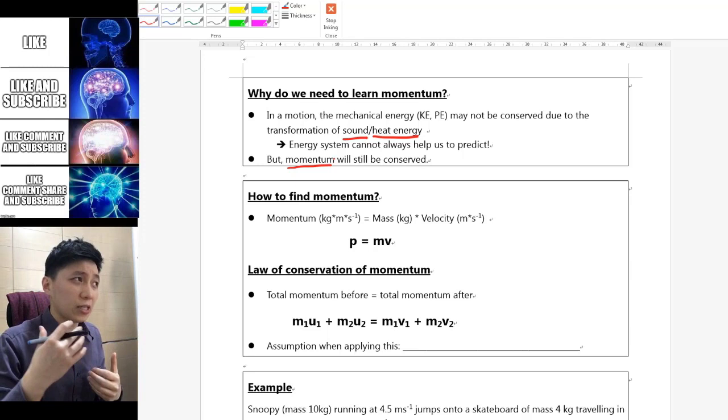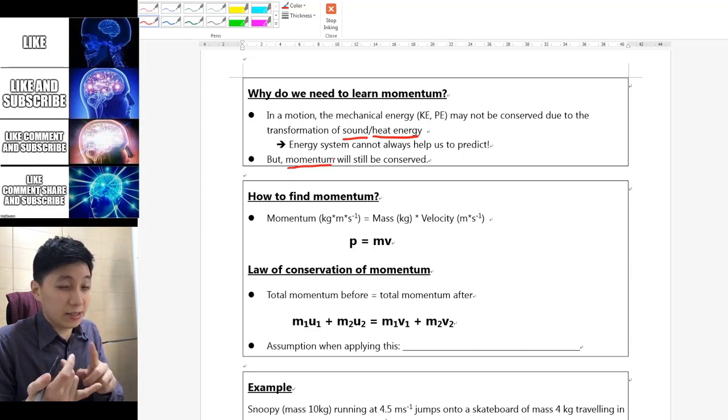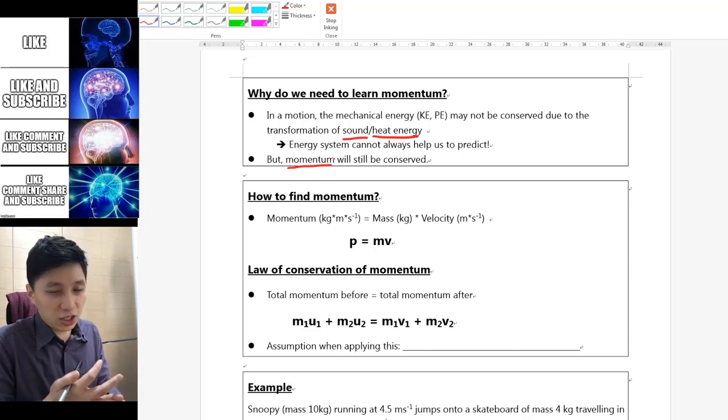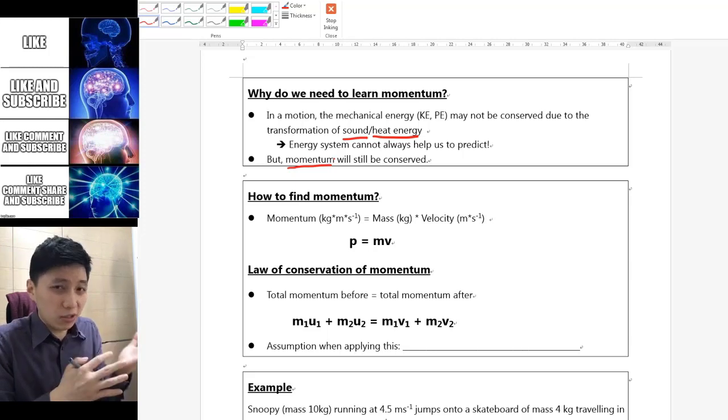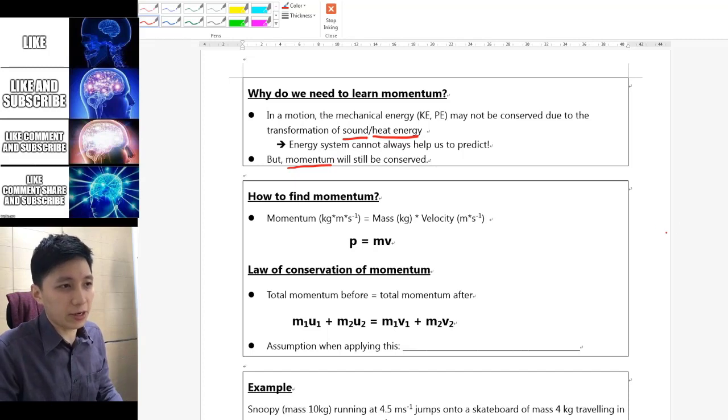Just like if you consider the total energy, it's always the same. But the thing is, because we cannot really calculate the sound energy or the thermal energy during the collision that easily, we couldn't use the energy approach. So that's why there's another approach called momentum here.